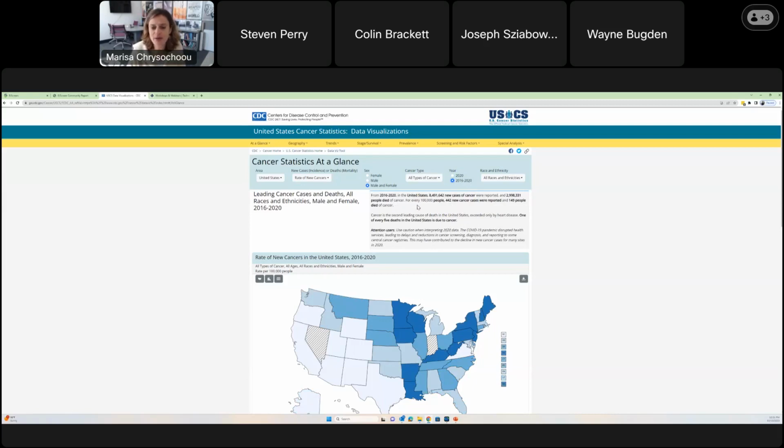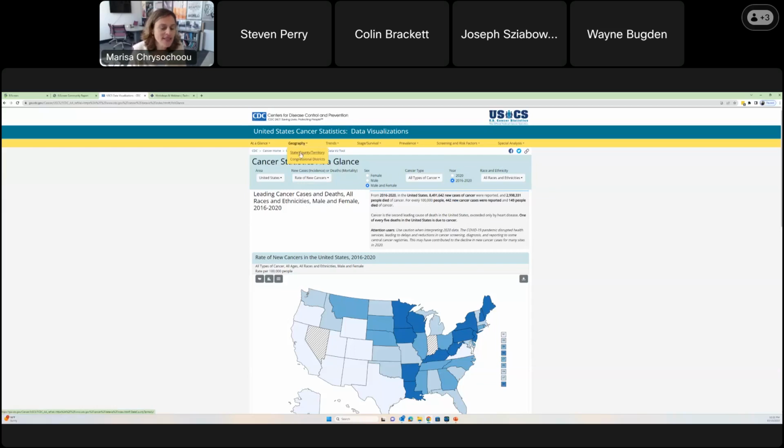And you can see that for the whole of United States, your reference value is that for every 100,000 people, 442 new cancer cases were reported. That's the incidence rate, and 149 people died. That's the mortality rate. So for you to see what is happening in your target area, you can only get down to the county level. You cannot get more refined than that.